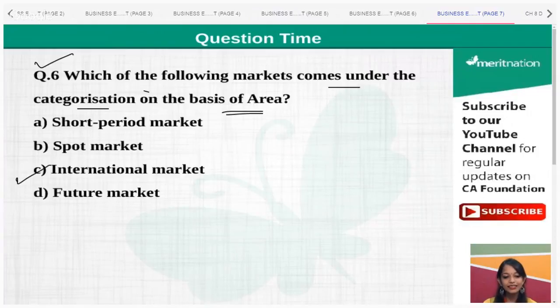Correct. International market. See, area, when you say it's national, local, international, right? That is your categorization on the basis of area. So the answer is international market. So indeed, C is the correct answer.